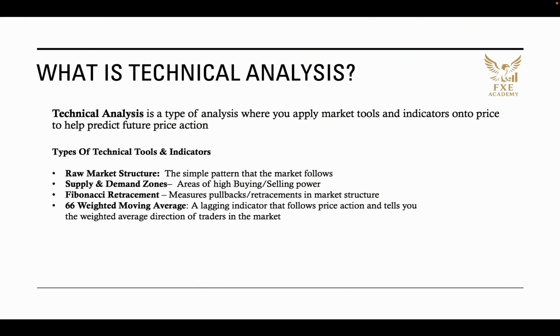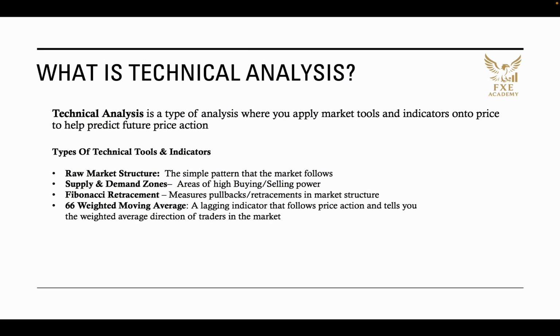And of course, it all starts with the raw market structure. So the raw market structure is the first one up there for a reason. That is number one. It is the simple pattern that the market follows. And if you remember from level 1, that pattern consists of either higher highs and higher lows in the uptrending market or lower lows and lower highs in the downtrending market.